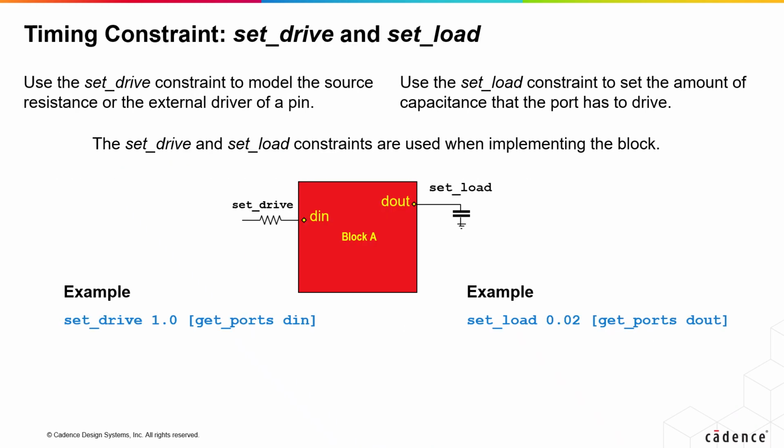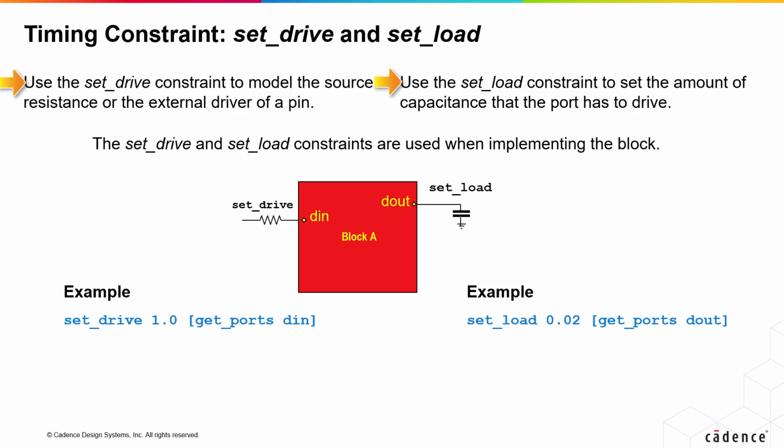We use the set_drive constraint to model the source resistance of the external driver connected to an input pin. In a block-level flow, this represents the upstream logic driving the block, not logic contained inside the block itself. Accurately modeling the driver ensures that input slew and delay are realistically captured during timing analysis. The set_load constraint models the amount of capacitive load an output port must drive. This load represents downstream logic, interconnect, or both, outside the block boundary. Setting a realistic output load allows the implementation tools to correctly size and optimize the output drivers inside the block.